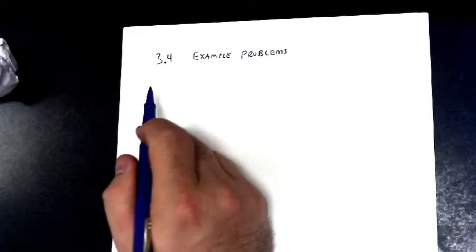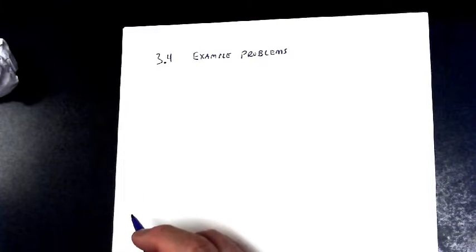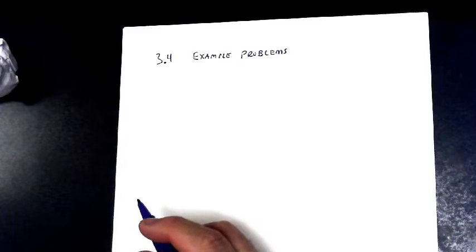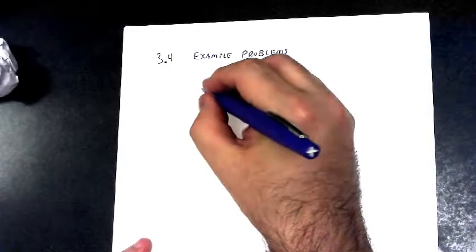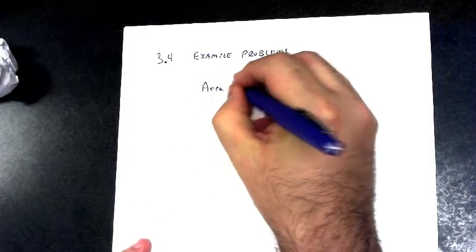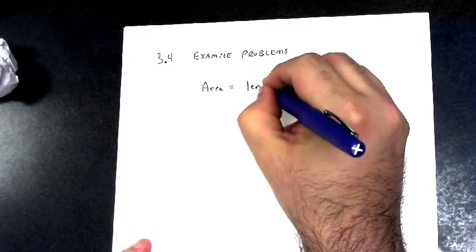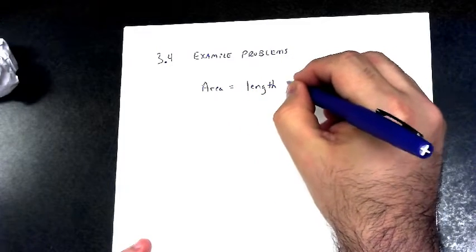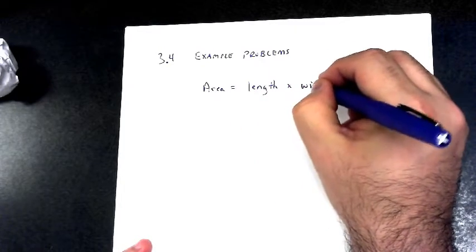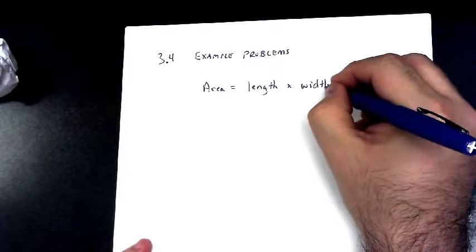Okay, this is going to be section 3.4, doing some example problems. We are going to start with a problem dealing with area. So as a reminder from your geometry, area equals length times width.